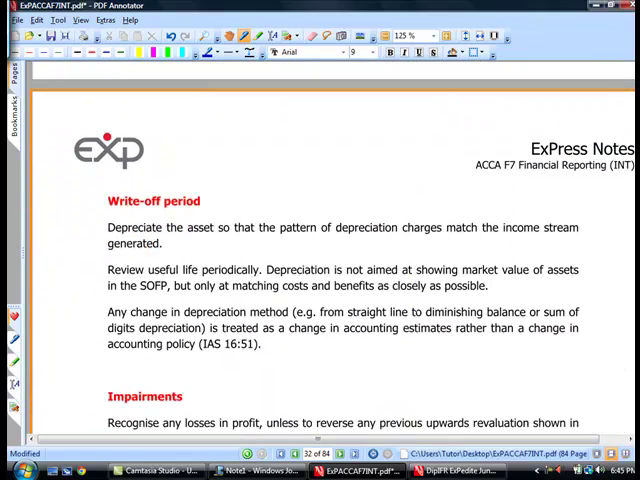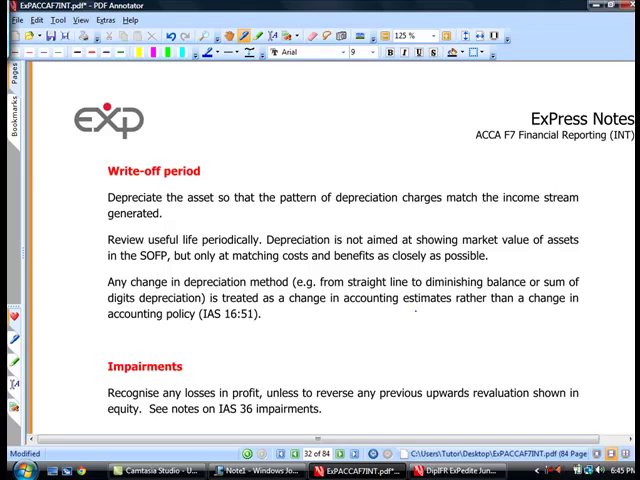That's the initial recognition. Once we recognize an asset, it cannot stay in the statement of financial position at the same value. We have to depreciate the asset exactly in the pattern that we were going to use the asset. So what we want to do is to match the income stream that the asset generates with the way the asset is consumed. Depreciation will never be aimed at showing the market value of the asset. The only concept to have in mind is matching costs with associated benefits as closely as possible.